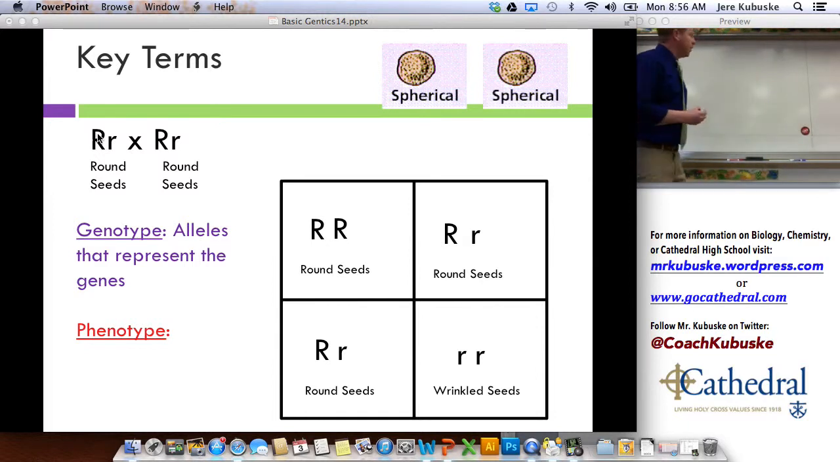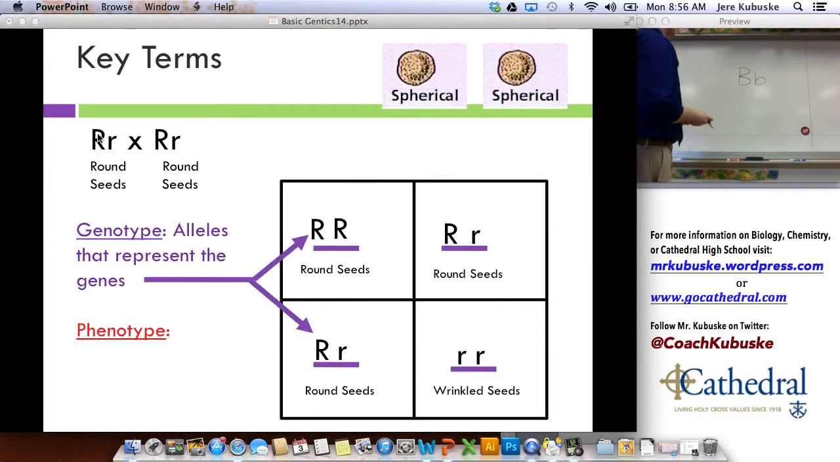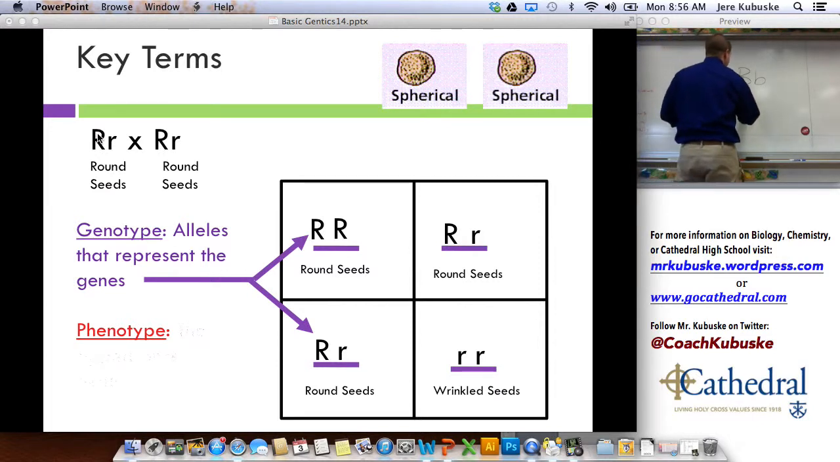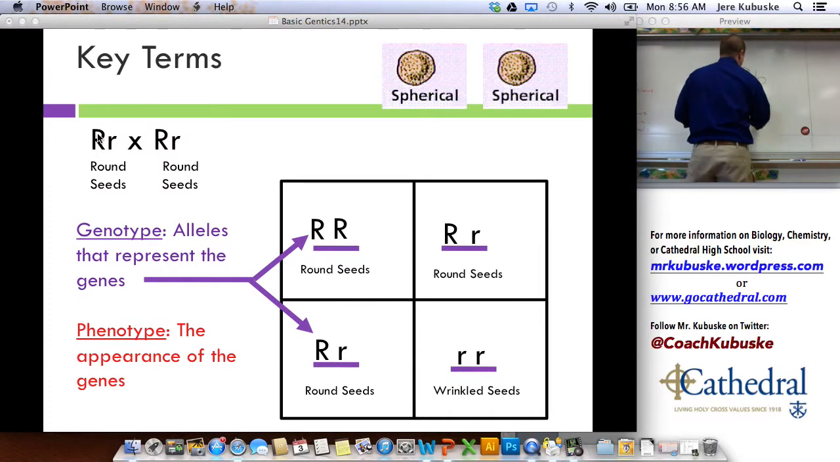Genotype is the actual genes; it's the letters. So big B, little b, that's a genotype. They represent the genes; they're the alleles. They represent the gene that you get from your parents. So genotype is the actual genes themselves. What it looks like, or I guess it'd be brown eyes if we're going to use that example.